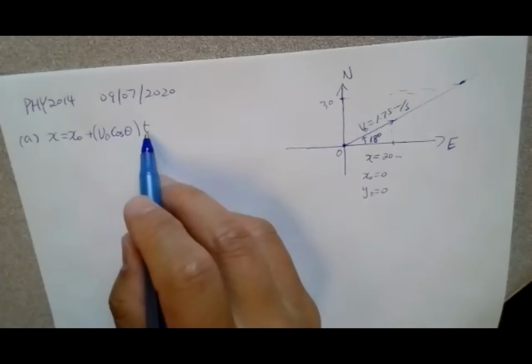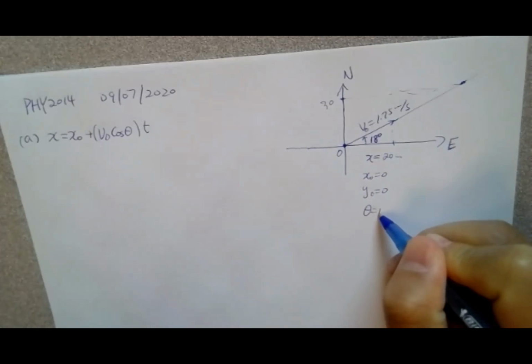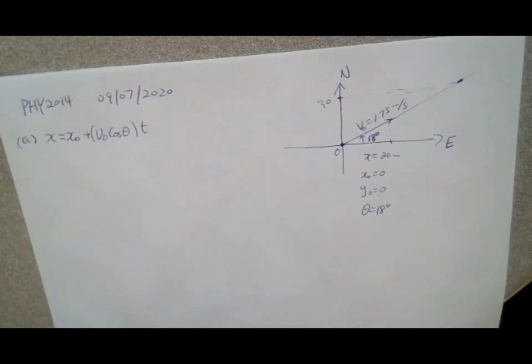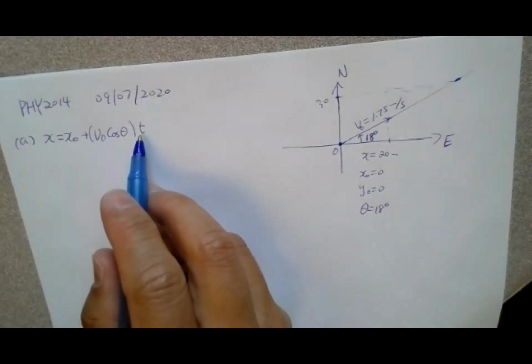So you are looking for T here. This angle theta is exactly the directional angle. Okay, so theta is 18 degrees. It's given. So you can see there's only one unknown here. You can solve for your time T.